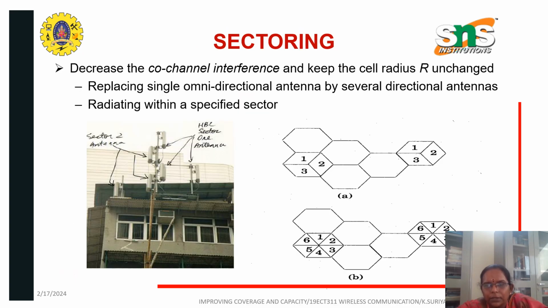Next one is cell sectoring. In order to avoid reduction in the cell size, we are going for another method which is sectoring. Here we are not going to subdivide the cell. We are not going to reduce the size of the cell. Instead of using an omnidirectional antenna, we will be using multiple directional antennas, more number of antennas instead of a single antenna. Here there are two types. You can use either three directional antennas or six directional antennas.